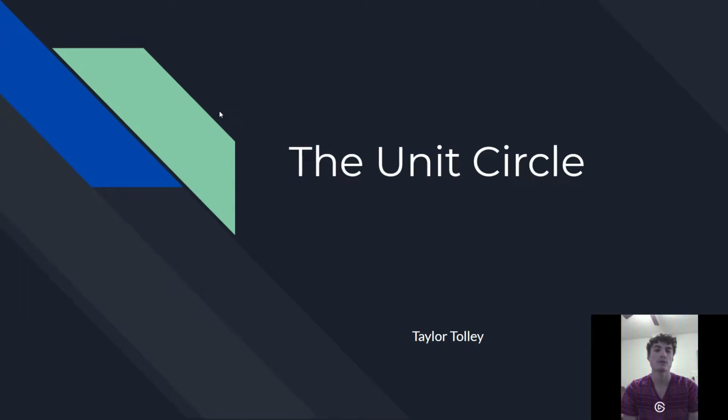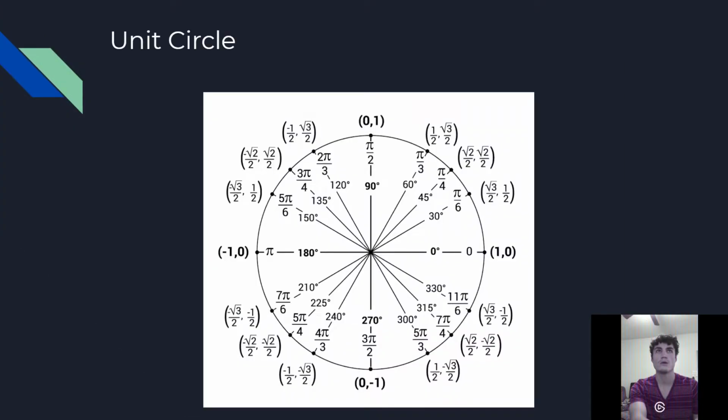Good evening, class. Today we will be continuing our discussion over the unit circle. Last time we got together, we went over how the unit circle correlates to the trigonometric functions such as sine and cosine. We know that on the unit circle we have our coordinate points represented by the ordered pairs on the outside of the circle, and the angle measures are represented inside the circle along the radius.